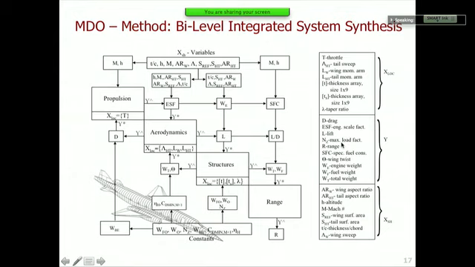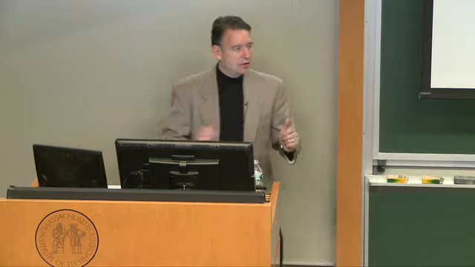So drag, lift, NZ is your maximum load factor, your range, your specific fuel consumption, your wing twist, and so forth. So those are outputs from a subsystem or discipline that either matter at the system level or are required as inputs by another subsystem.